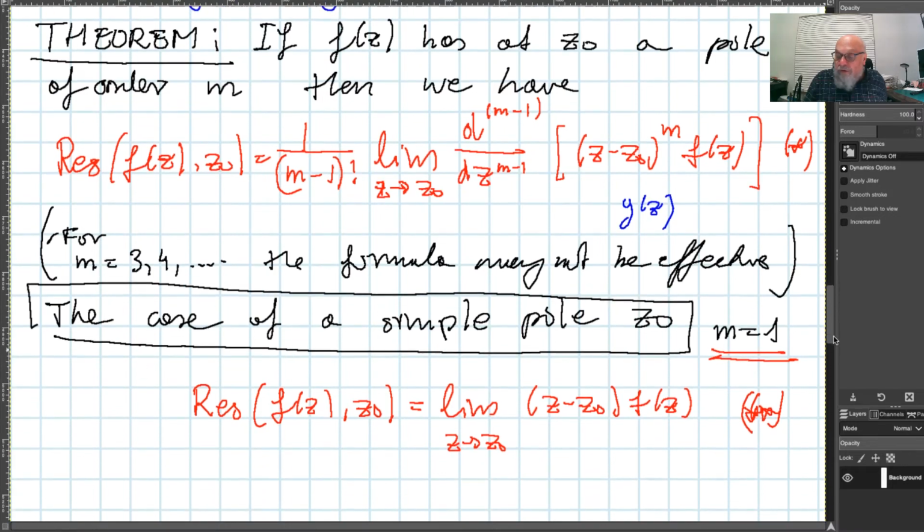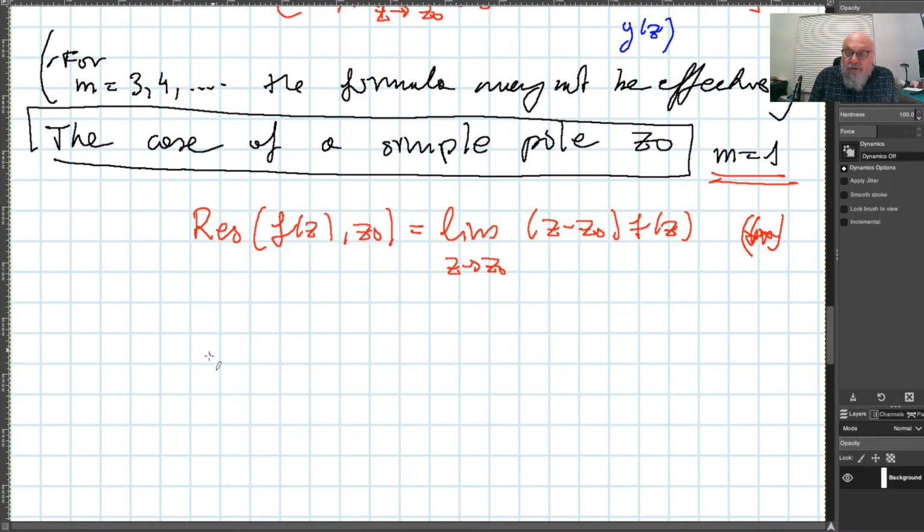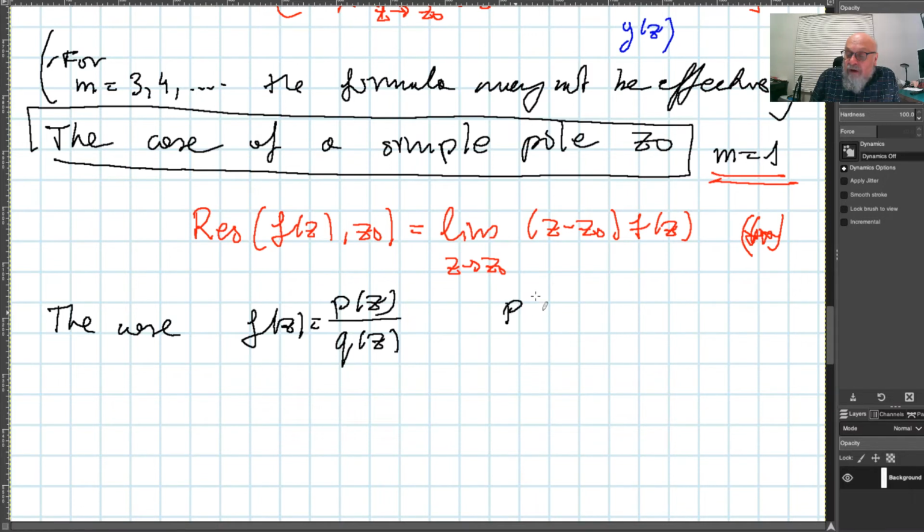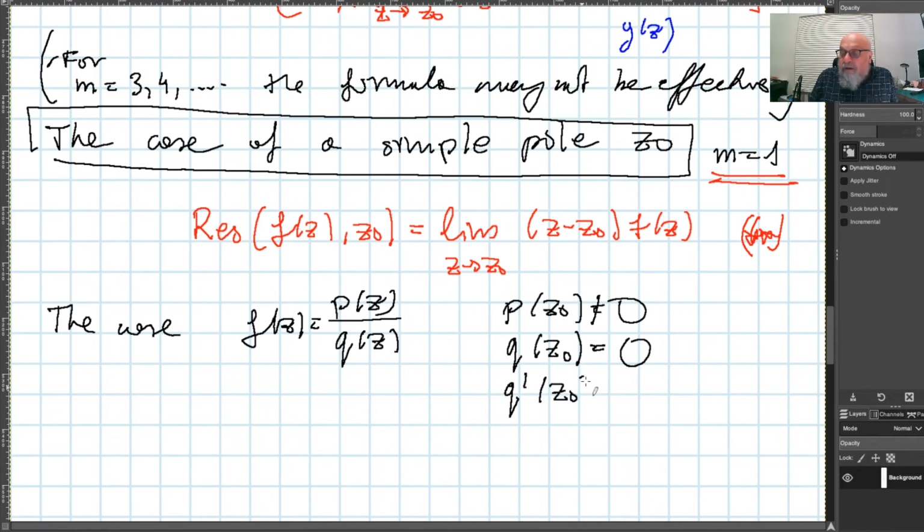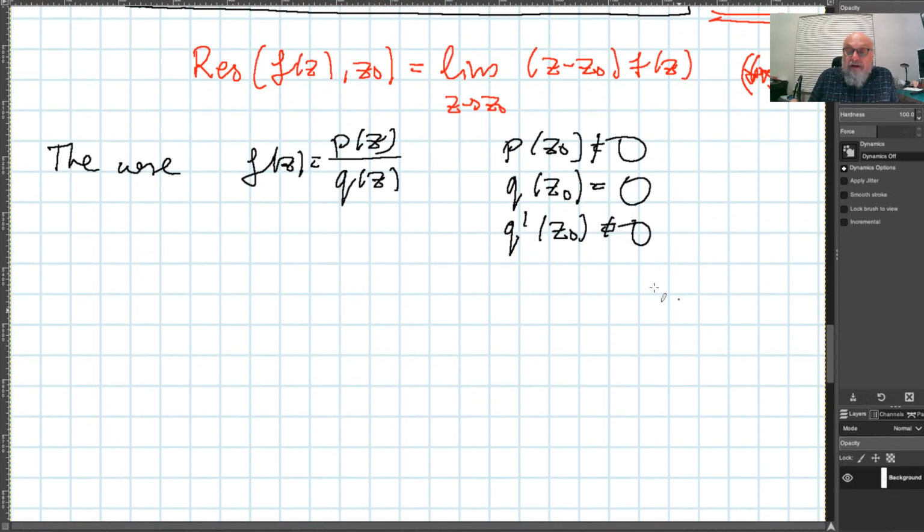But also, consider the situation when your function has a simple pole, so let's say f of z is equal to p of z over q of z. Here we have the simple pole, so that means q of z0 is equal to 0. You should remember it from the previous lecture: p of z0 is different than 0, q of z0 is equal to 0, and a simple pole means that q prime of z0 is not equal to 0. In such a case, we can definitely apply this formula.